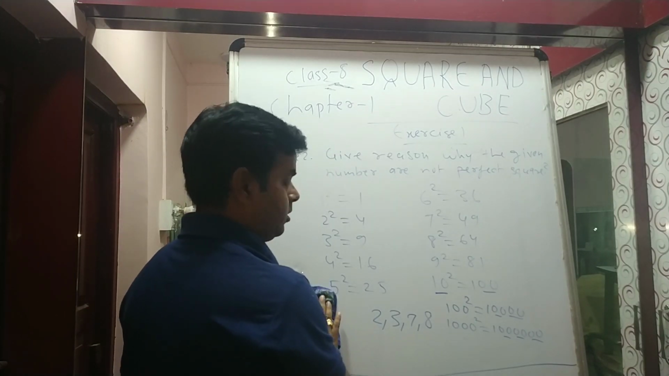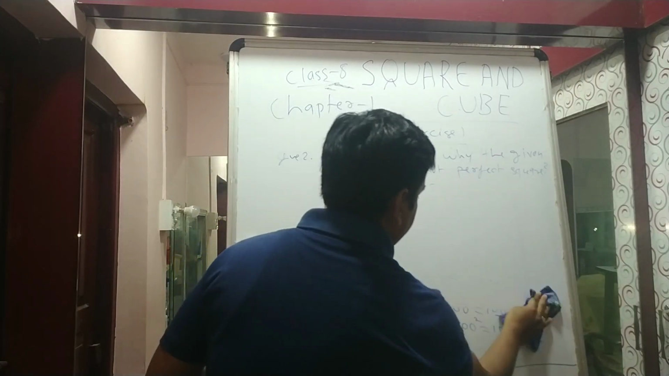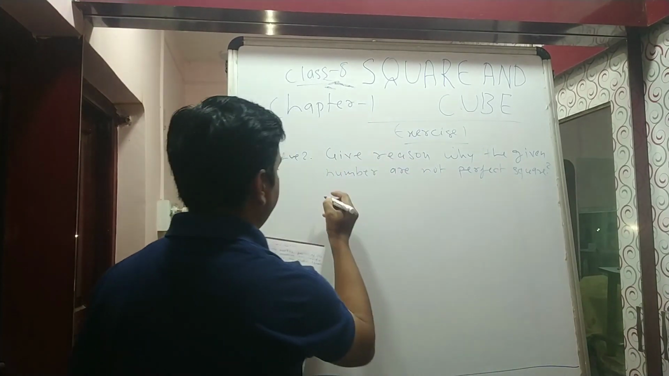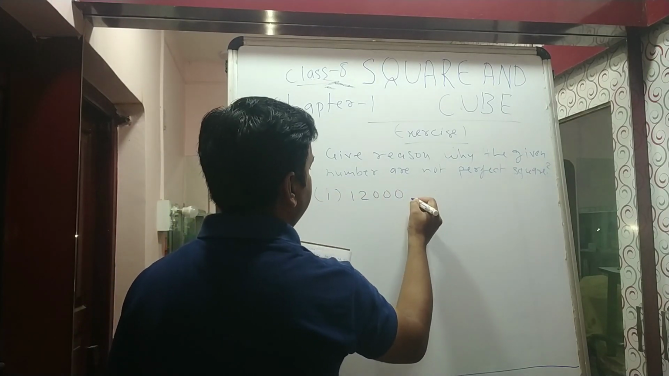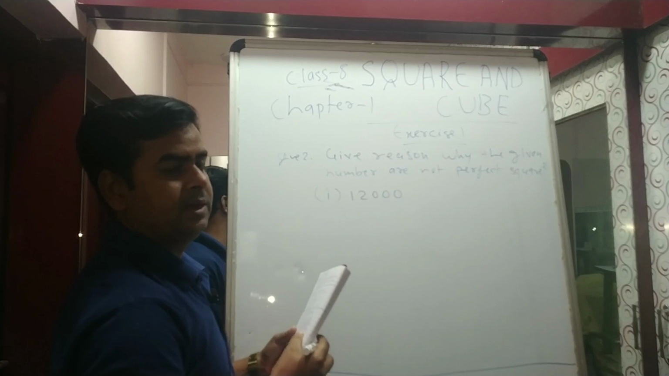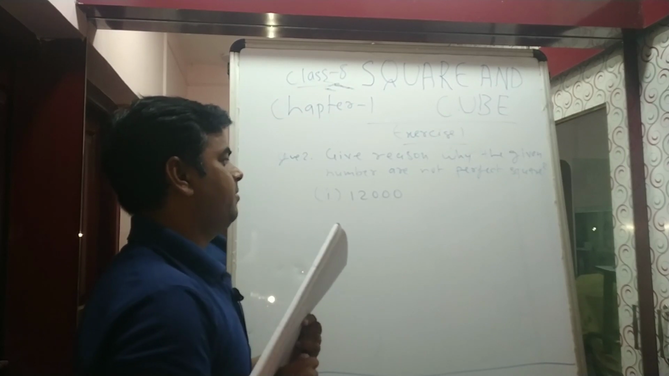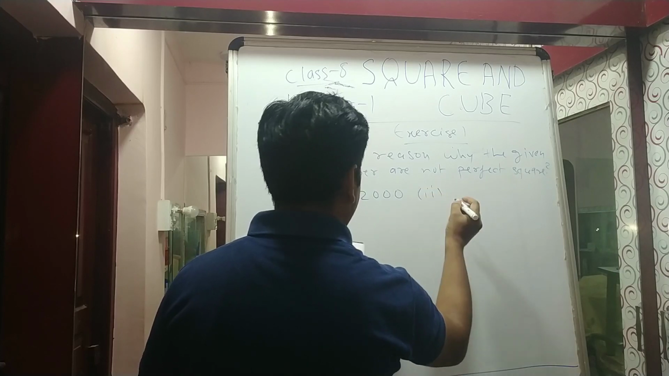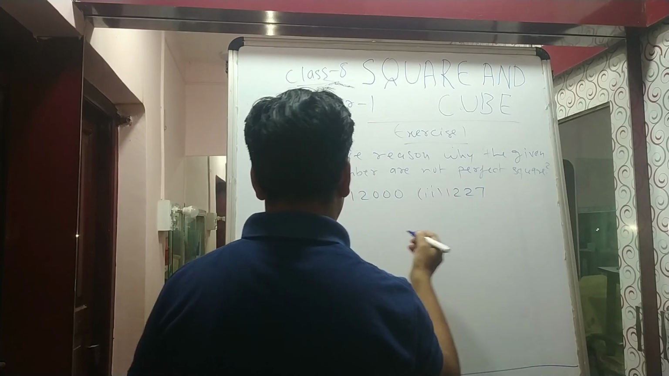Okay, should I rub this? Okay. Questions: first, 12,000. How many zeros are there? 3. It has to be 4 zeros or 2 zeros to be a perfect square. Because this is 3, straight away we can say this is not a perfect square. Second, 1227. 7 is there, so not a perfect square.